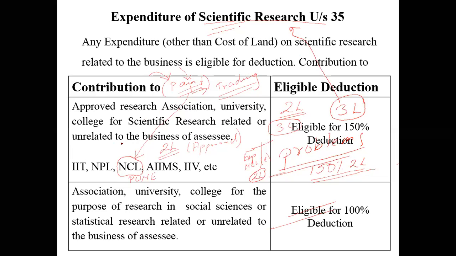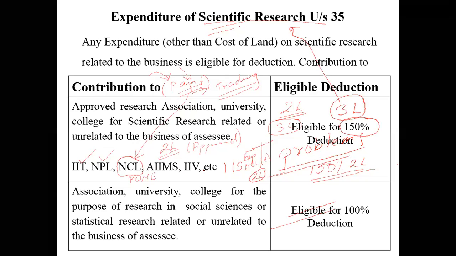So if you give it to any technologically based institute like IIT, or NPL, which stands for National Physics Lab, based in Hyderabad, or NCL, which is National Chemicals Lab, based in Pune, or All India Institute of Medical Science, or IIV, that is Indian Institute of Virology, again Hyderabad, or IISc, Indian Institute of Science, any money that you give to all these institutes, you are eligible to claim 150% of whatever expenditure that you incur.